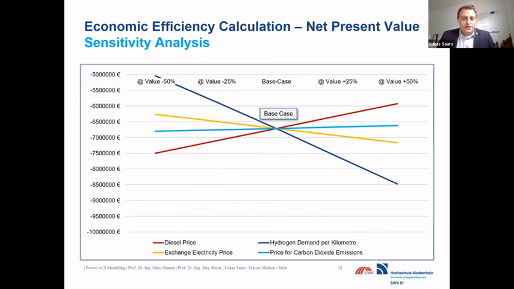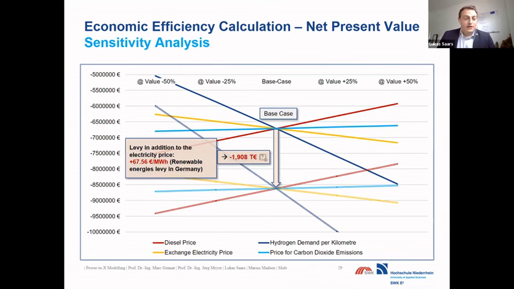This graph illustrates that the assumed hydrogen demand of 10 kilograms per 100 kilometers from the fuel cell buses has a very significant influence on the result. However, the price of carbon dioxide emissions has only a very small influence on the result. The price for carbon dioxide emissions would therefore have to be increased significantly to see a positive effect for the net present value.